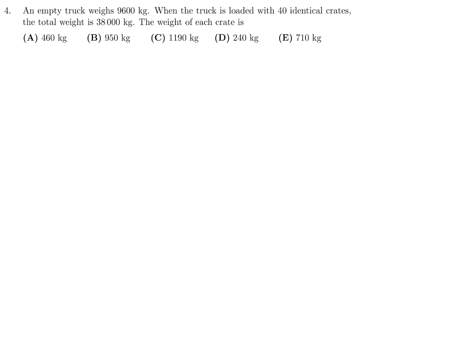An empty truck weighs 9,600 kilograms. When the truck is loaded with 40 identical crates, the weight is 38,000. The weight of each crate is... The first thing we need to do in this question is figure out just the weight of the crates. So that would be 38,000 minus 9,600.